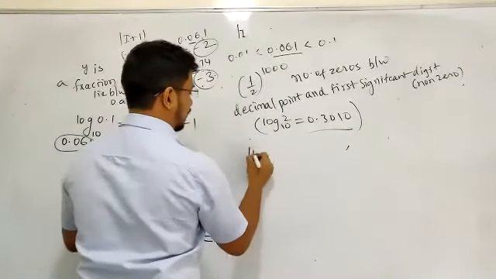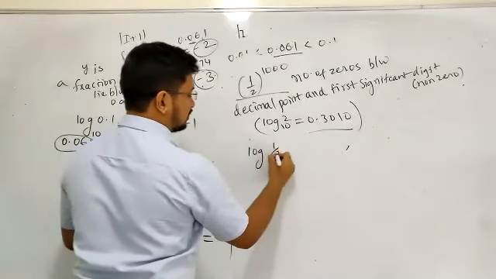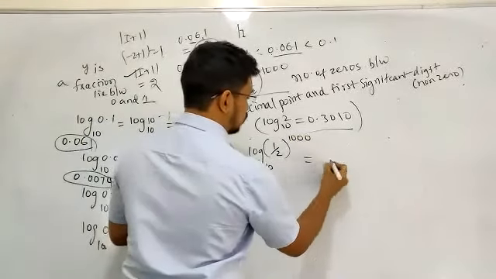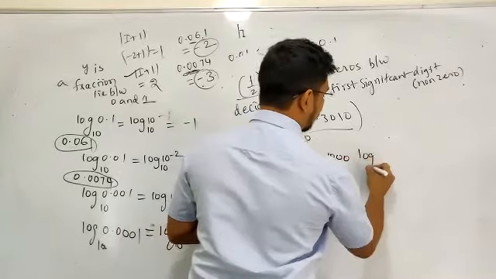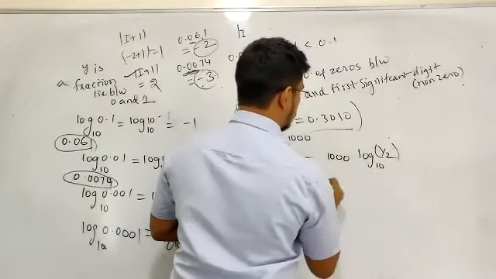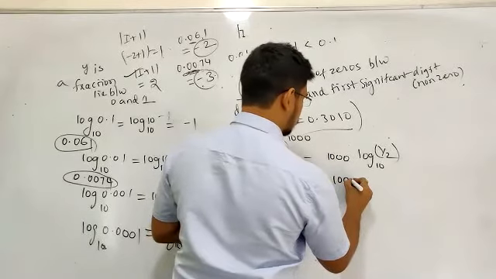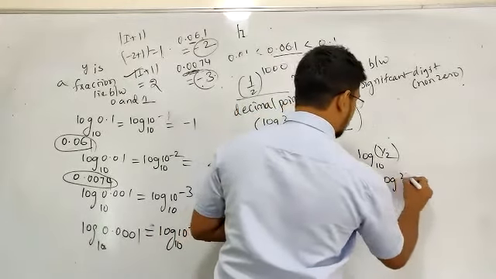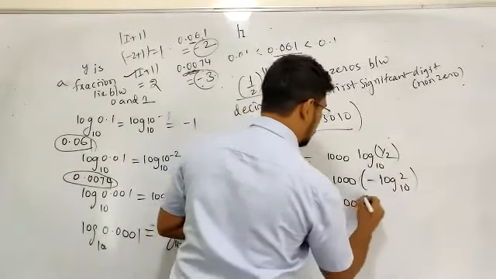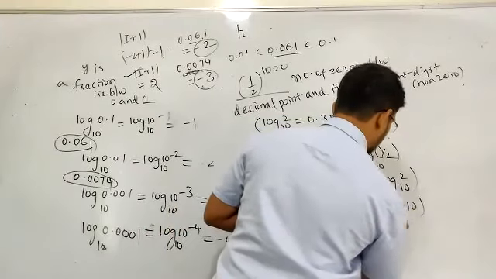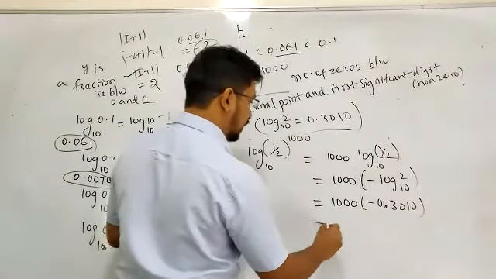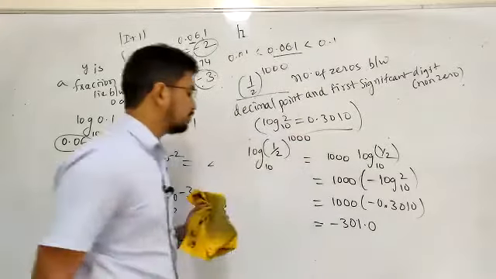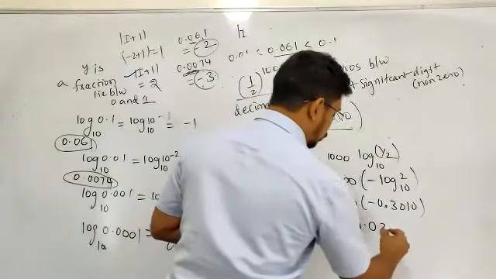So now let's apply log to the base 10 on the number. Apply log of half to the power 1000 to the base 10. So this is 1000 into log of half to the base 10, that is 1000 into minus log 2 to the base 10. So this is 1000 into minus 0.3010, which is minus 301.02, something like it goes on like this.